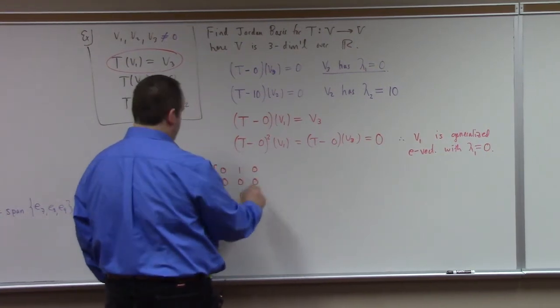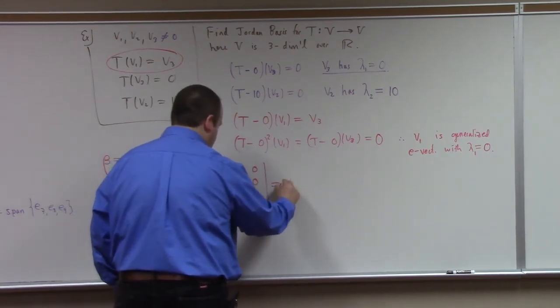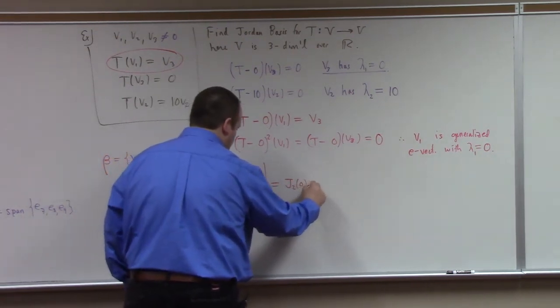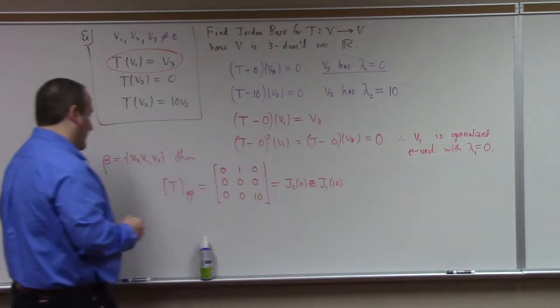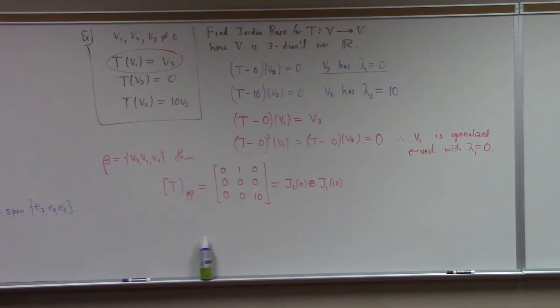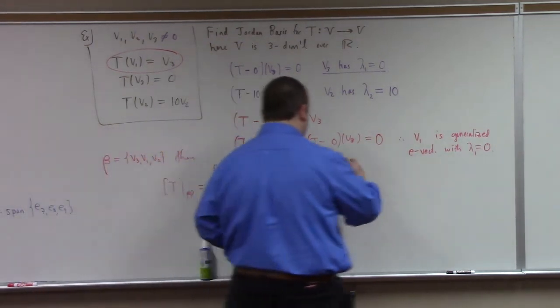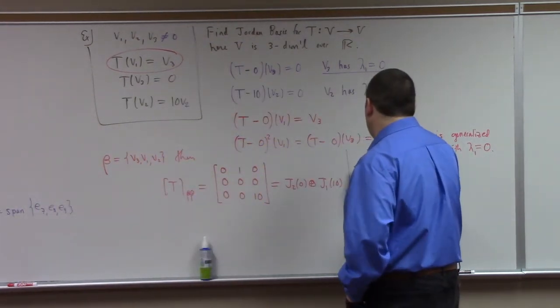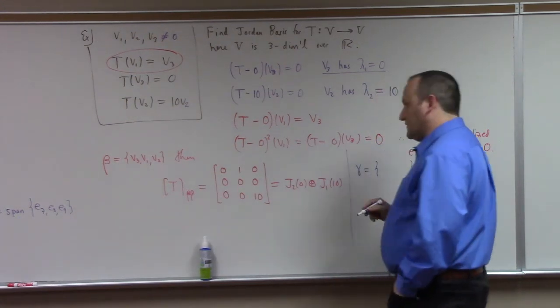v2 had eigenvalue 10. And of course, this is J2,0 direct sum J1,10. There's one other correct answer that could be given here. What would it be? I could use gamma. What's the other basis I could choose that would also be a Jordan basis?